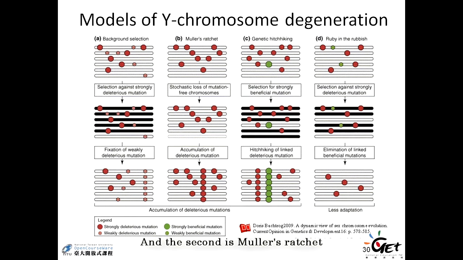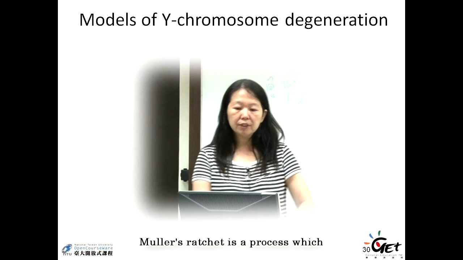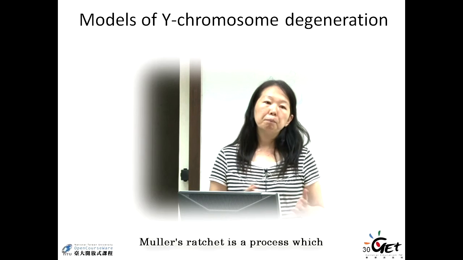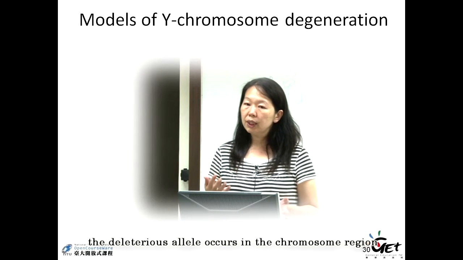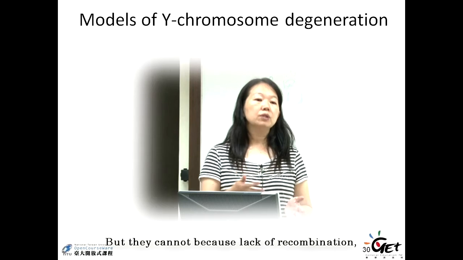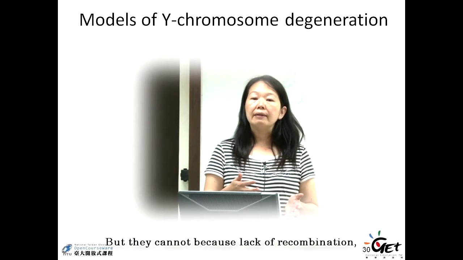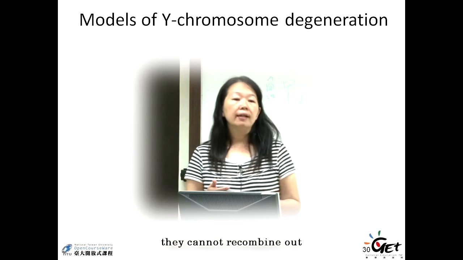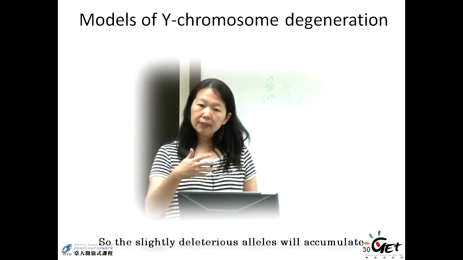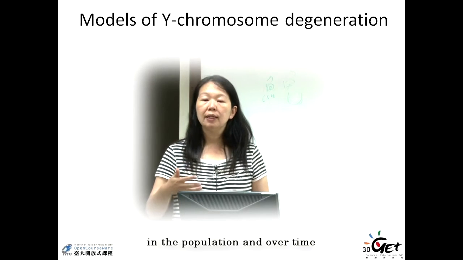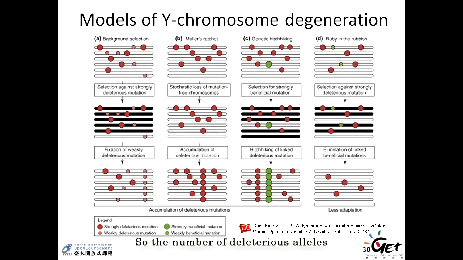And the second is Muller's ratchet. Muller's ratchet is a process in which deleterious alleles occur in a chromosome region, but because of lack of recombination, they cannot recombine out. So the slightly deleterious alleles will accumulate in the population over time. So the number of deleterious alleles will increase in the population, and more chromosomes will have deleterious alleles associated with this chromosomal region or with this chromosome.